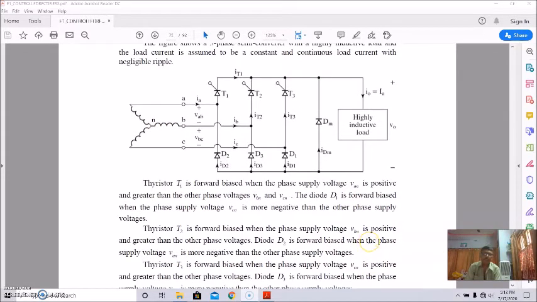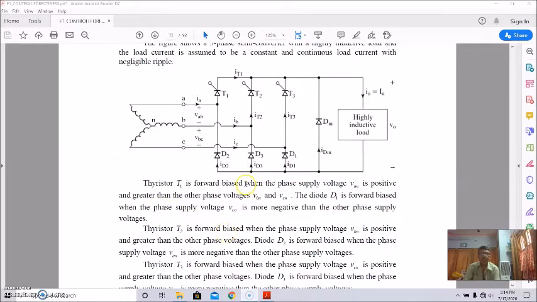So when T1 is forward biased, when this phase voltage VAN is greater than the other two phase voltages VBN and VCN, diode D1 is also forward biased. D1 is forward biased when the phase supply voltage VCN is more negative than the other phase supply voltages. So in that case, this is the current flow path.